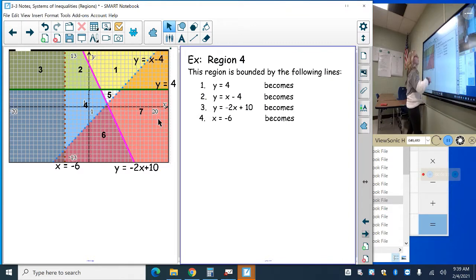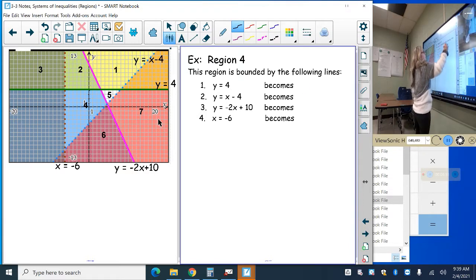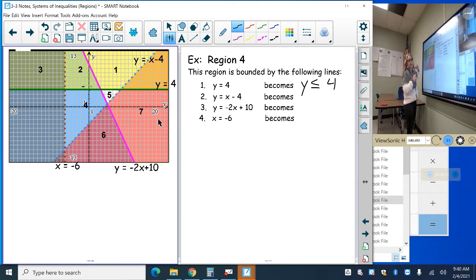Region 4, y equals 4. That's the green line right here. Is it a solid line or a dotted line? It's a solid line, which means it has to have either less than or equal to or greater than or equal to. Is region 4 below the green line or above the green line? Region 4 is below. So based on the fact that it's a solid line and it's below, y equals 4 becomes y is less than or equal to 4, because the blue region is below and it's a solid line.